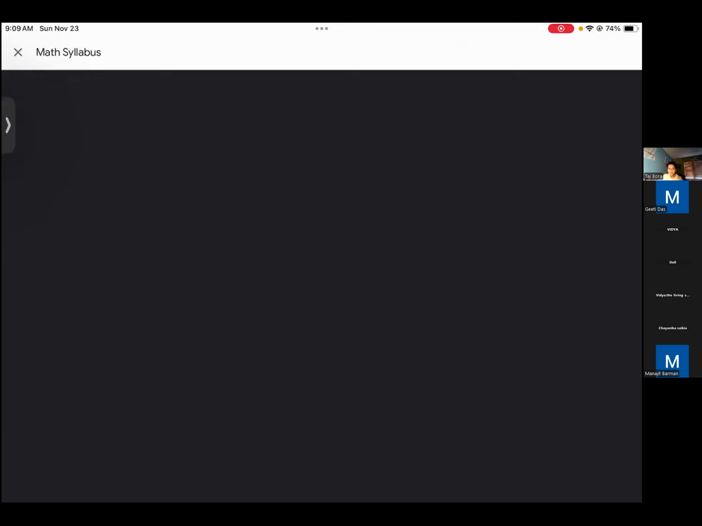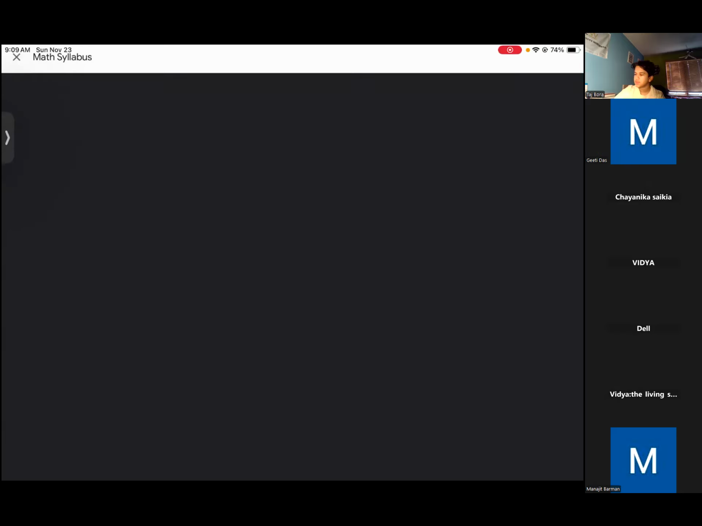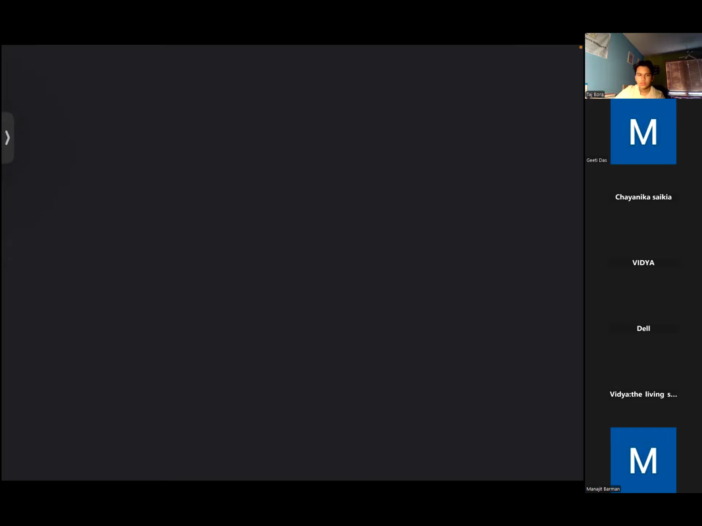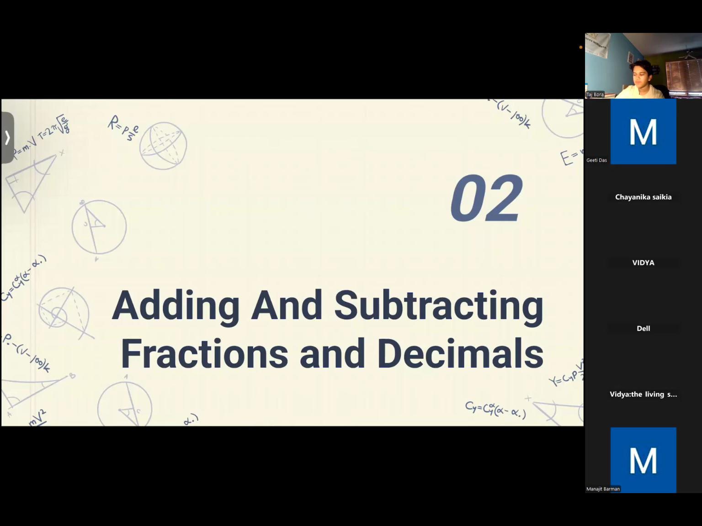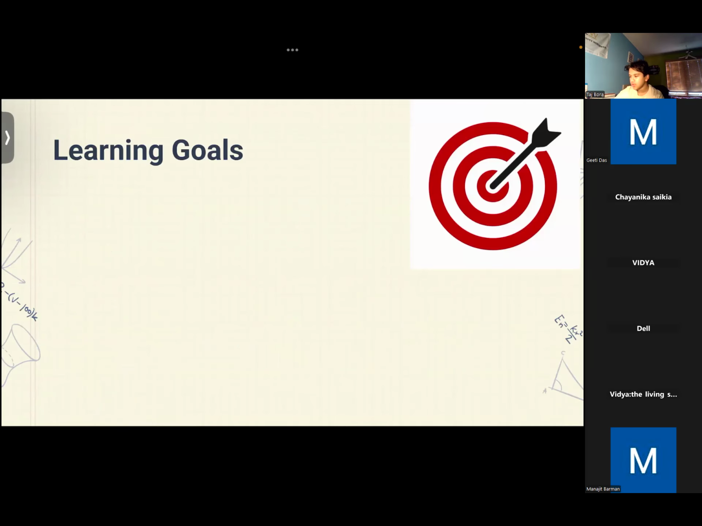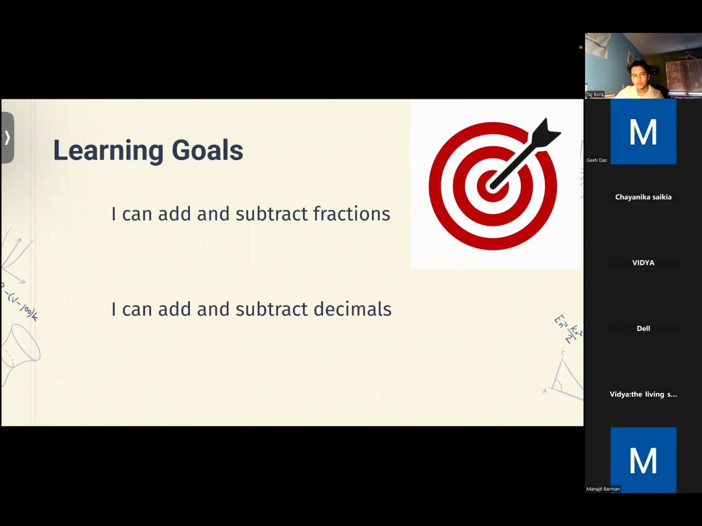So chapter 2 is about fractions and decimals, and today we are going to learn how to add and subtract fractions and decimals. And there's a lot of stuff to learn in this chapter, so make sure you pay attention. So first, the learning goals. I can add and subtract fractions. I can add and subtract decimals.